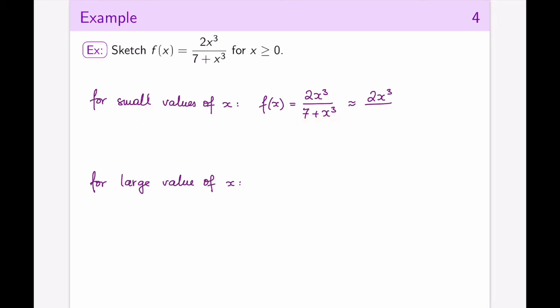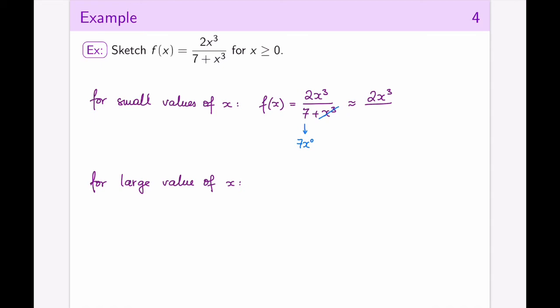It's important to notice here that this 7 can actually be thought of as 7x to the power 0, because anything to the power 0 is simply 1. So between these two terms now, we know that the smallest power will dominate for small values of x, which means that for small values of x, it's going to be 7 that dominates this entire denominator, and I can think about essentially ignoring the x cubed for now.